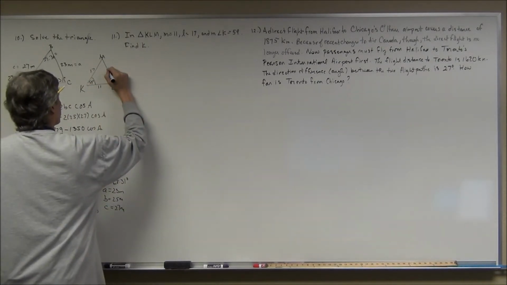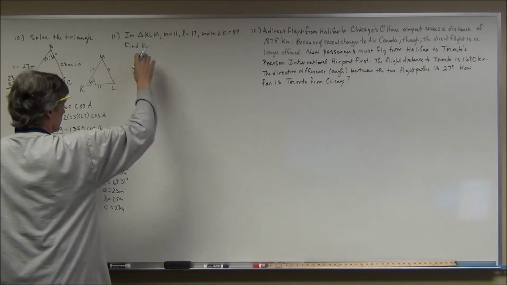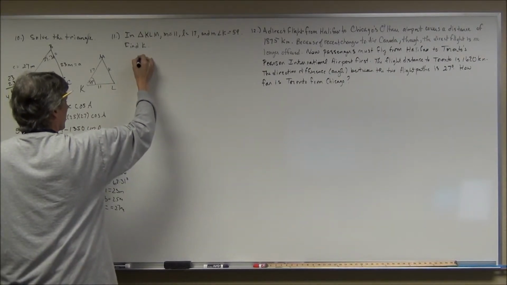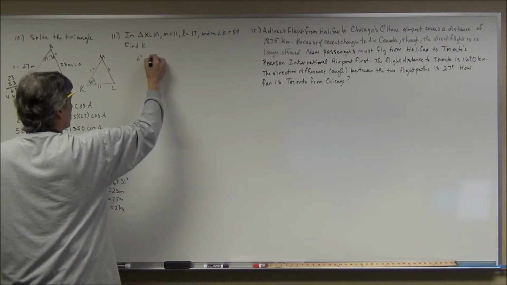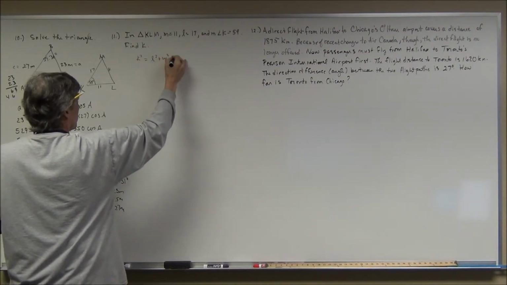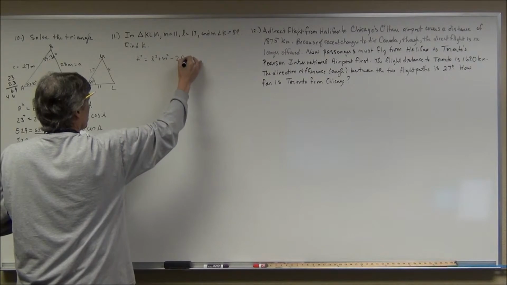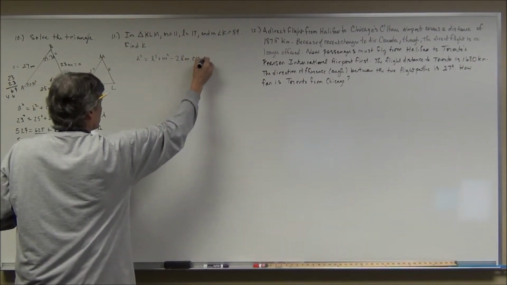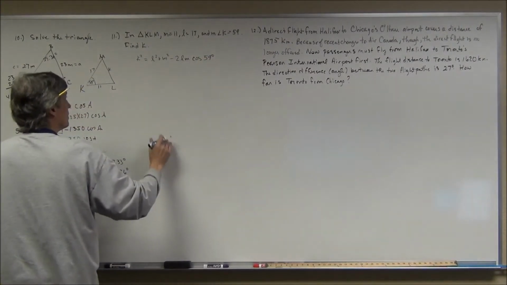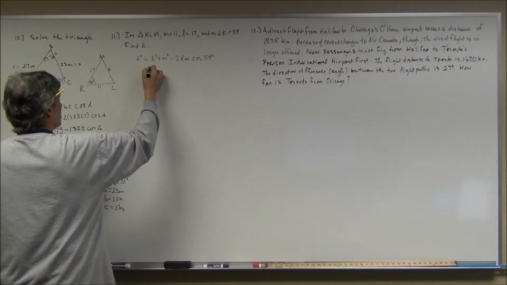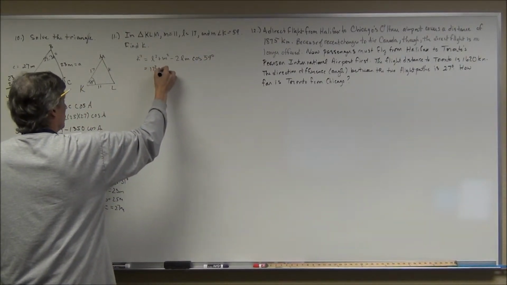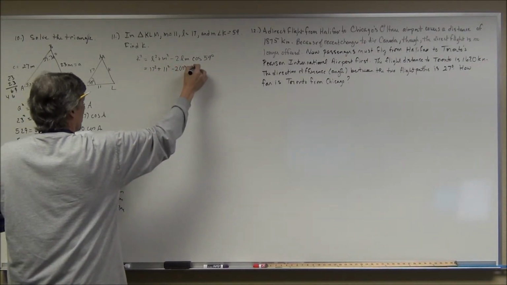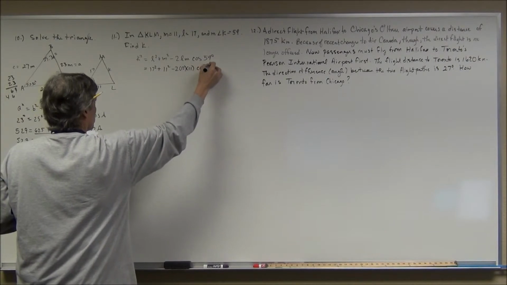So I'm trying to find K. I know it's typically in terms of A, B, and C, but in this case, K squared is equal to L squared plus M squared minus 2 times L times M times the cosine of angle K, which in this case is 59 degrees. So this is 17 squared plus 11 squared minus 2 times 17 times 11 times the cosine of 59 degrees.